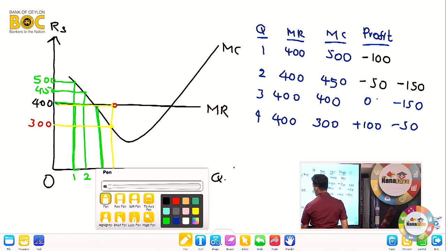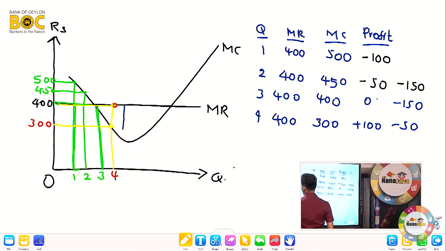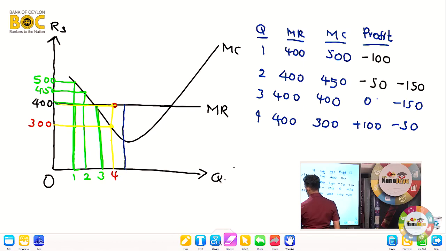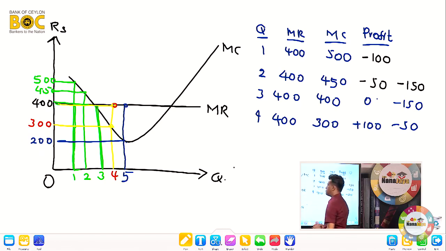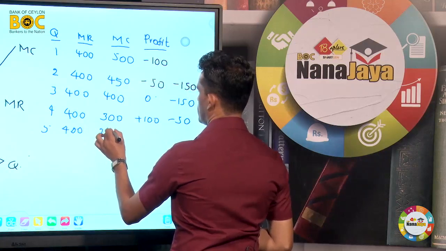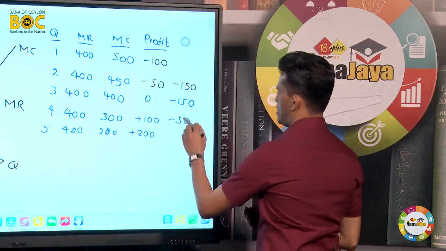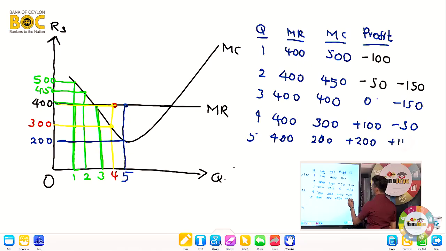And now say they are producing the 5th unit as well. How much is the marginal cost? Marginal revenue is the same everywhere, no? So I will take 200 as the marginal cost of producing the 5th unit. If this firm produced the 5th unit, marginal revenue of that unit is 400 and marginal cost is 200, and that creates a profit of 200 to the firm. So the total profit, minus 50 plus 200, will go up to 150.